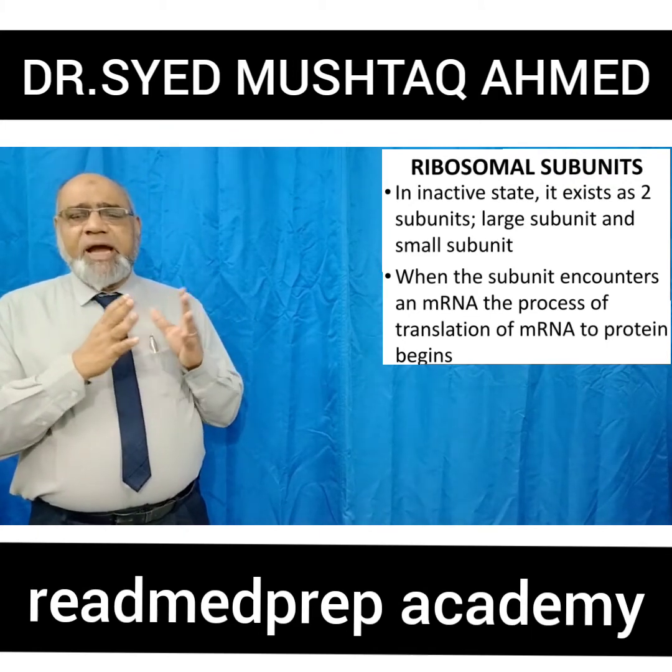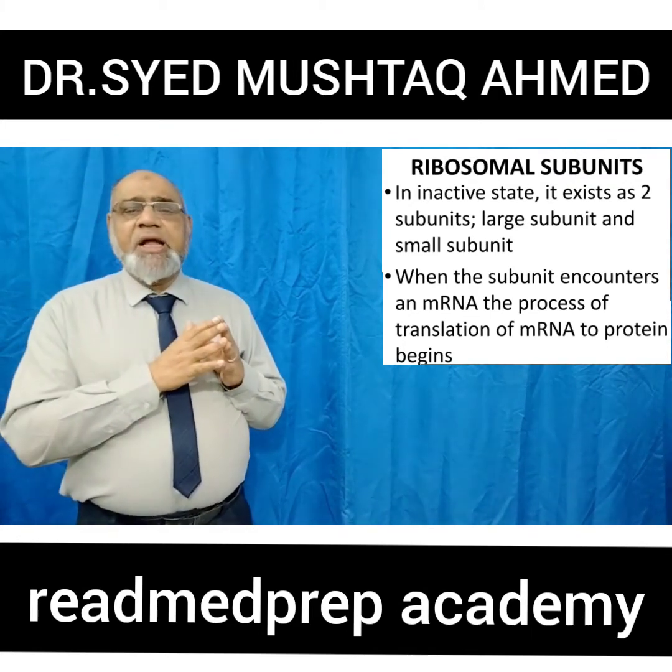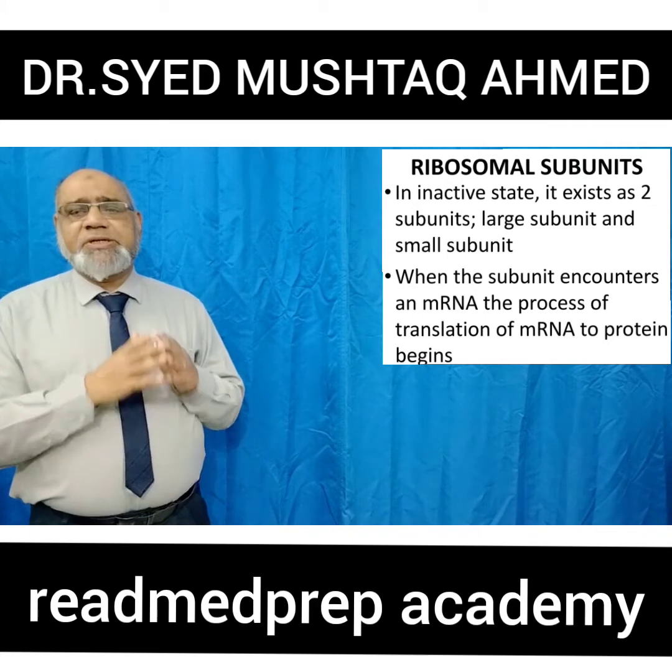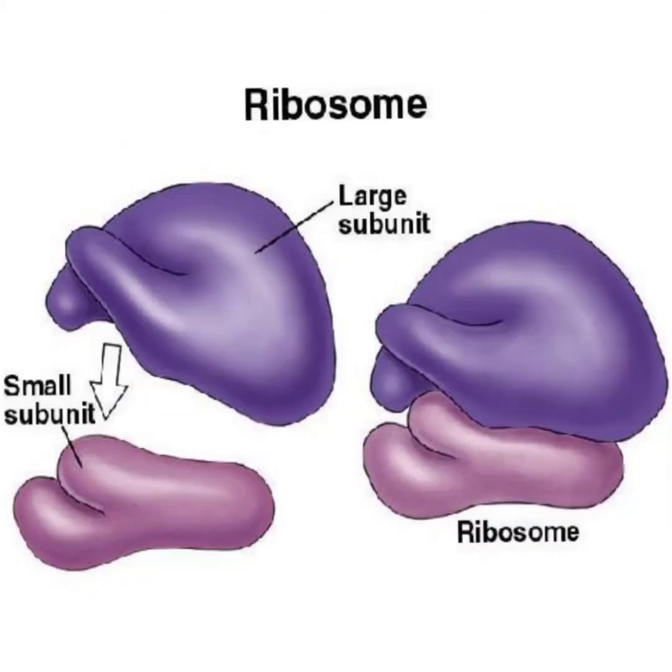When the subunit encounters the messenger RNA, the process of translation of messenger RNA to protein begins. Here you can see a larger subunit on the upper part and a smaller subunit. When the start of the translation occurs, both subunits come together to form an entire ribosome.